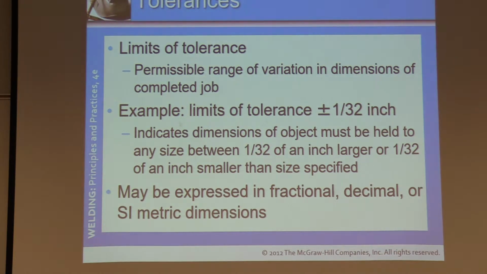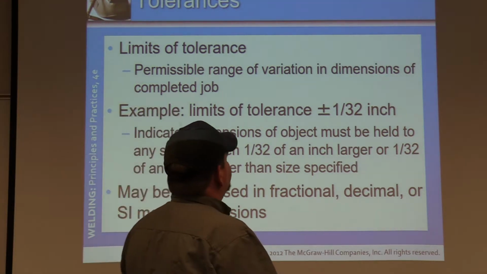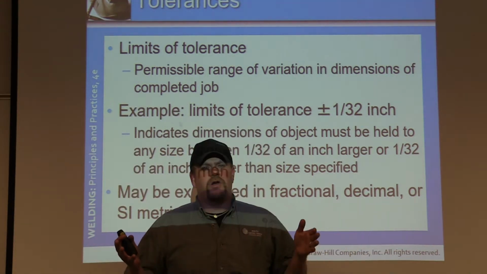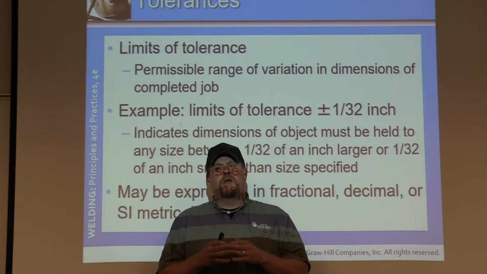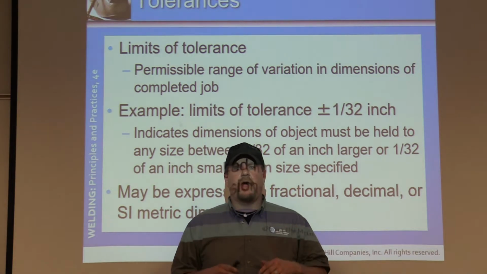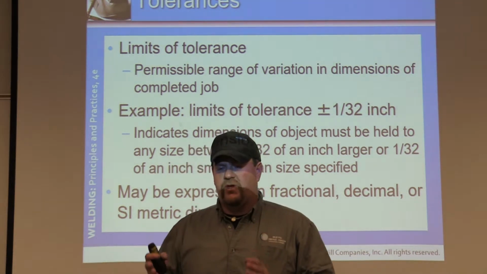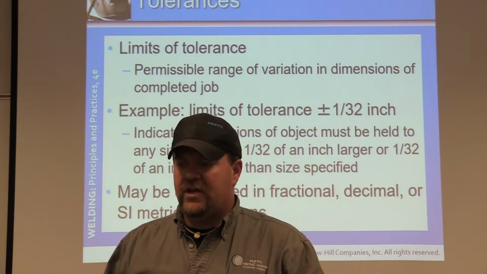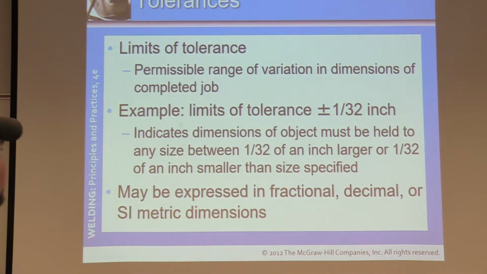Tolerances. Limits of tolerance, that's the permissible range of variation in dimensions of a completed job. To translate it into slang terminology, that's basically how much of an error you're allowed to have. How much swap within the part, how much off it can be. If it can only be off by 1/8 of an inch, that's your tolerance, and so forth, all right? So an example, one limit of tolerance is plus or minus 1/32 of an inch.